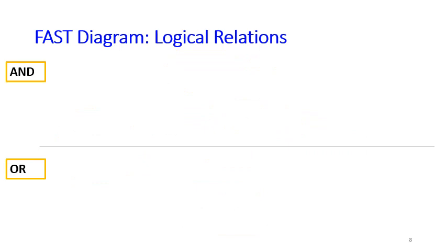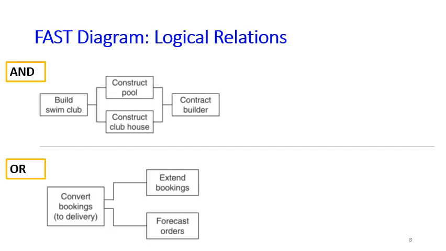Sometimes we can also put some logical relations like and or in a FAST diagram. So here, if we say that two functions must be performed at the same time to explain this function, then we use this kind of drawing to say that these two functions have the logical relation of and. However, if only one of them is necessary, we draw something like this to say that the relation is or.